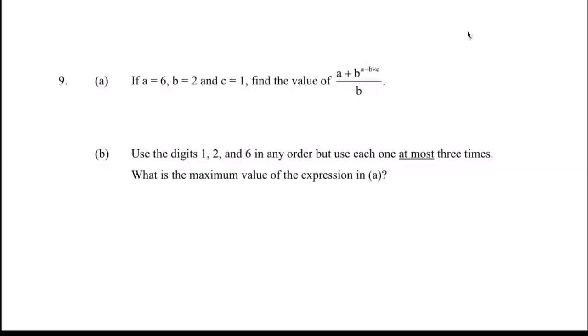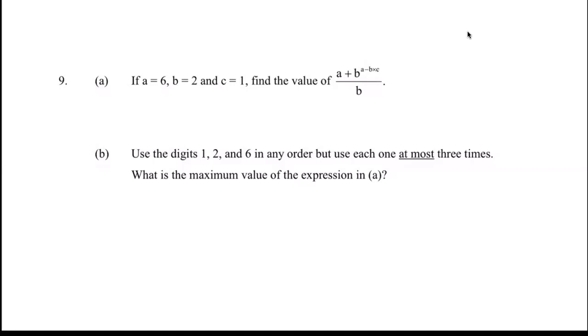Okay, now let's talk about question number 9. Part A is easy, right? If A is 6, B is 2, and C is 1, find the value of A plus B to the power of A minus B times C, over B. I didn't do the question, so I don't know the answer. But basically, you're just plugging in the values of A, B, and C, and then you find the answer.